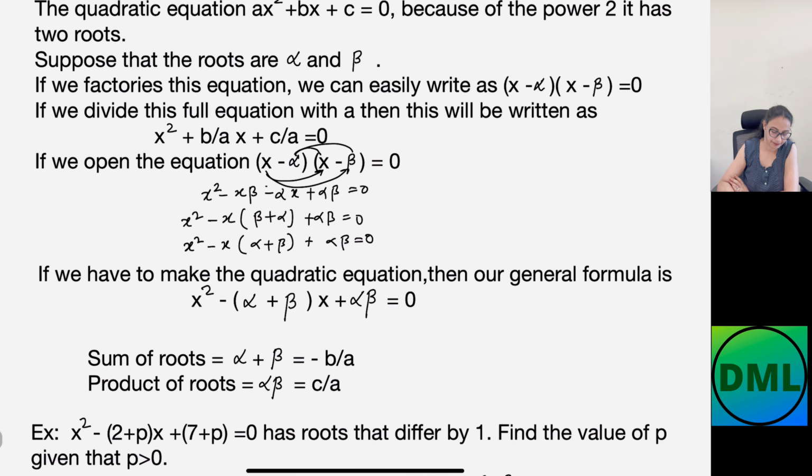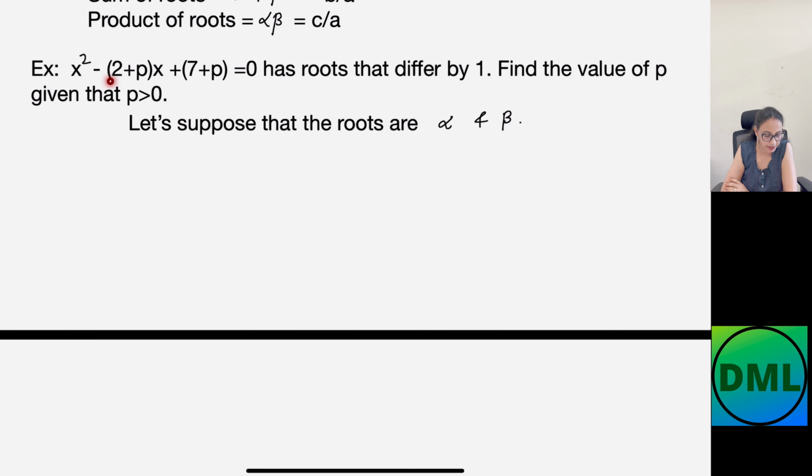Let's see one example here. x squared minus bracket 2 plus p, x plus bracket 7 plus p, equal to 0, has roots that differ by 1. Find the value of p given that p is greater than 0. Because this is a quadratic equation, it has two roots.